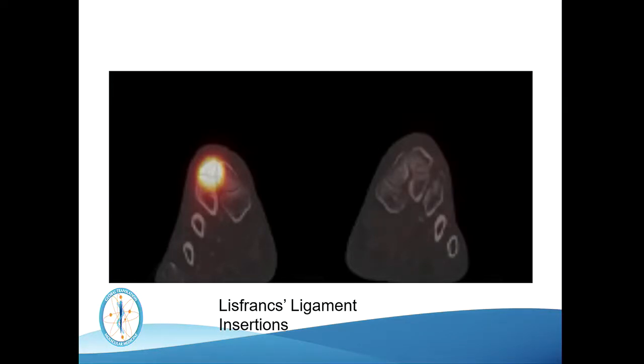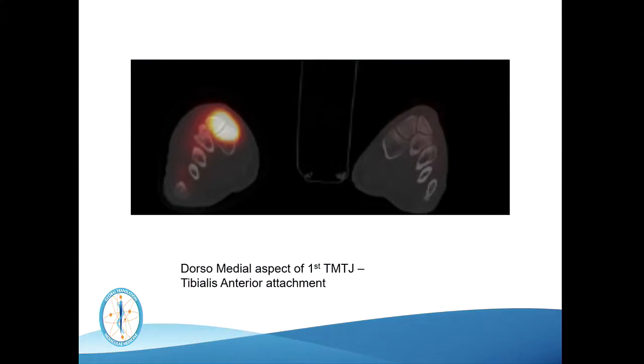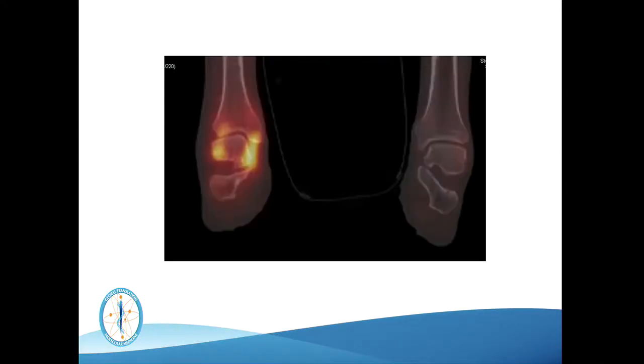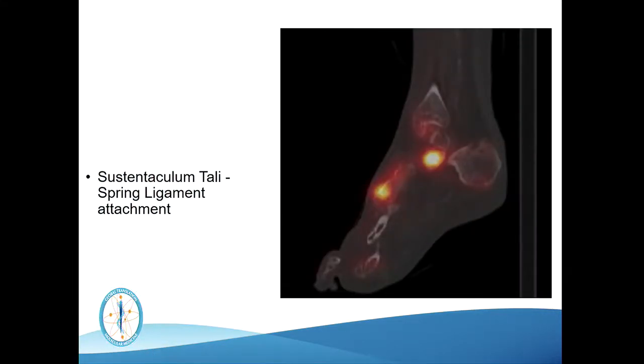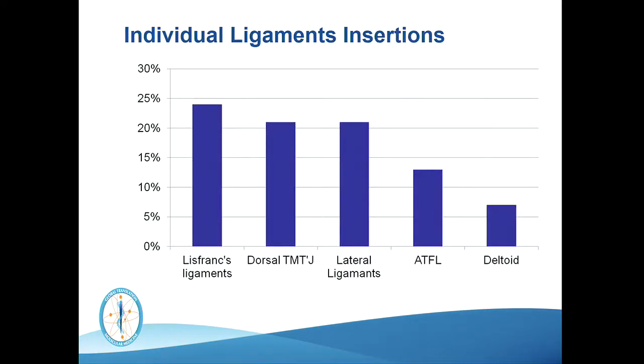So this is an example of Lisfranc's ligament insertion. This is the bifurcate ligament insertion, tibialis anterior attachment, the deltoid ligaments, and the spring ligament. So there does seem to be some pattern going on, that it is abnormality arising at the ligamentous and tendinous insertions, but we also do get lots of uptake in the subchondral bone around the joints as well. So it's not purely a ligamentous problem.